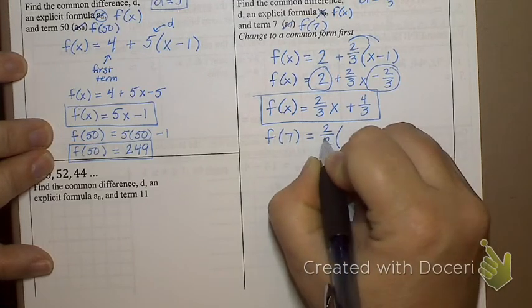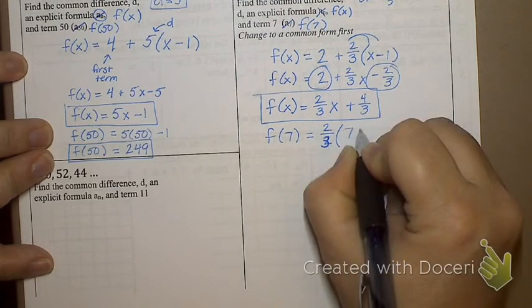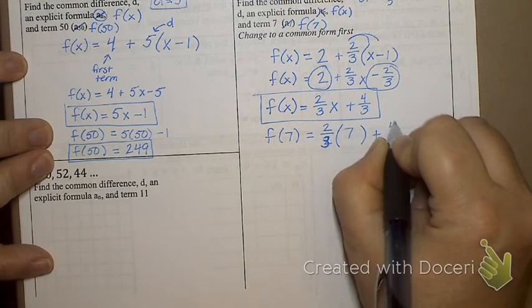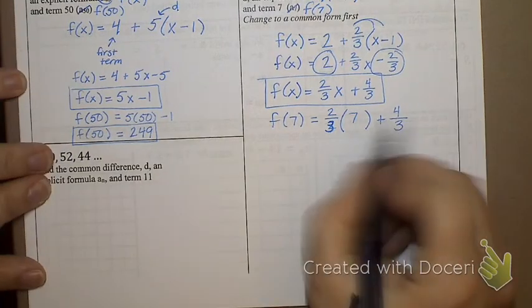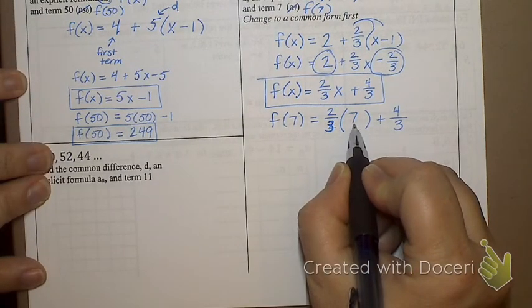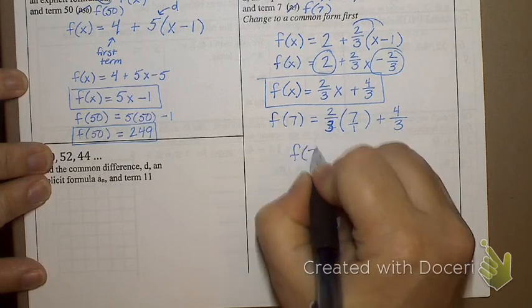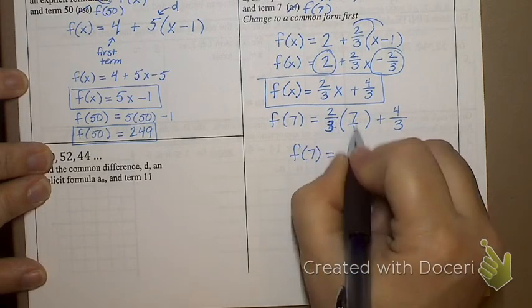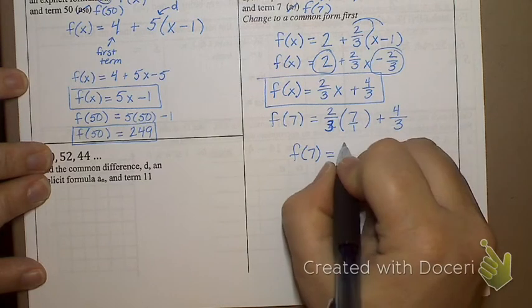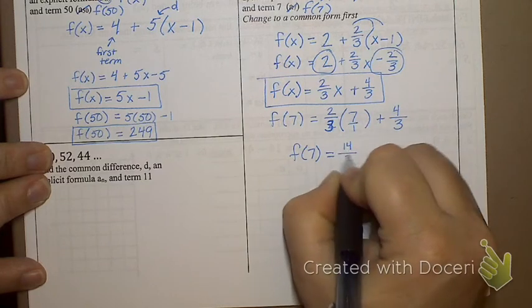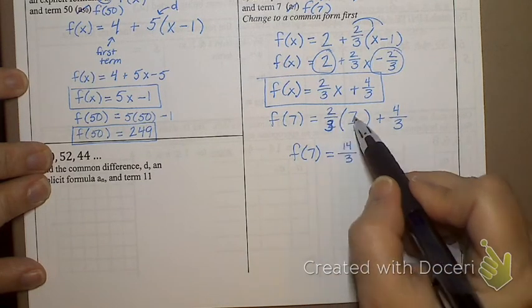Oops. That should be a 3. And then 7 plus 4/3. Should I call that 7 a 7 over 1? Just to make life easy. So let's see. What's 2/3 times 7 over 1? 14 over 3, right? 2 times 7 is 14.